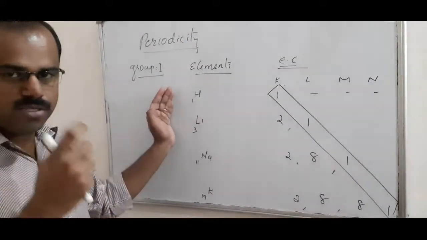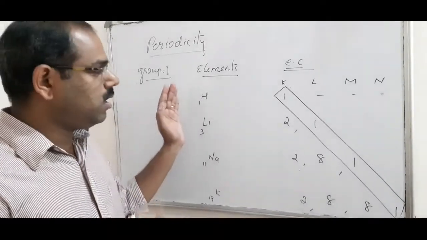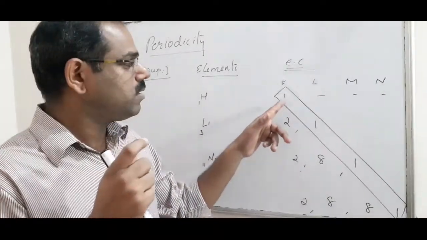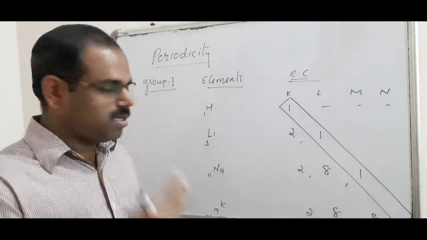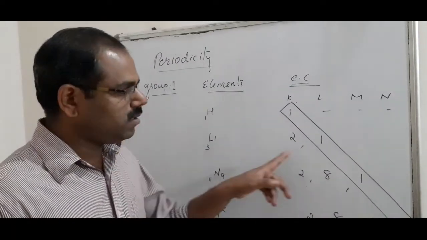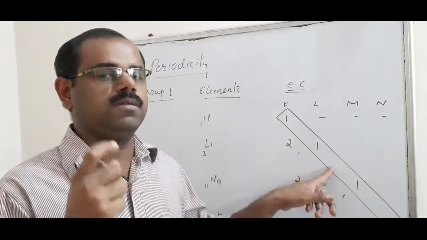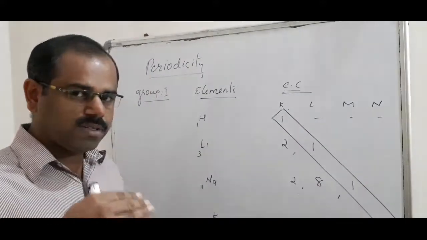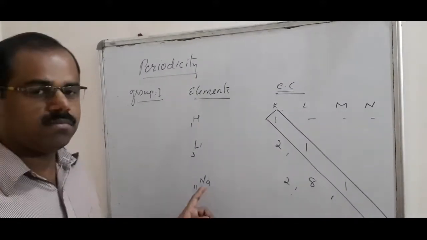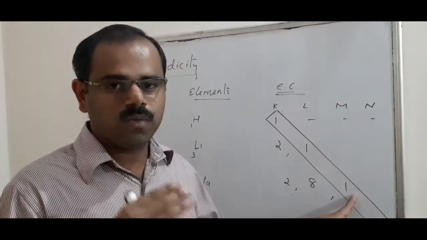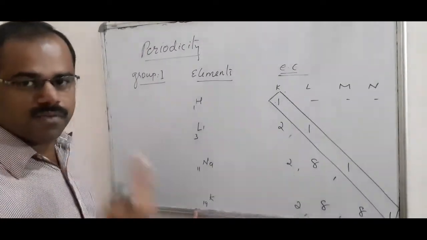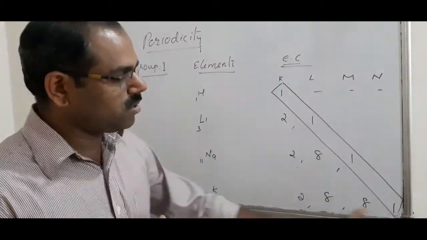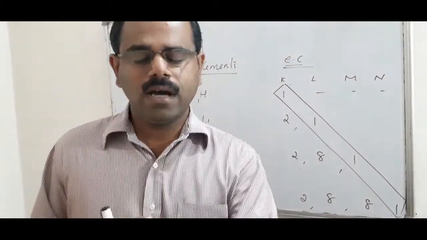See, hydrogen, the first member of the first group, has electronic configuration 1, that means 1 electron in the K shell. Thereafter, 18 elements later, lithium also has 1 electron in its valence shell. Thereafter, 18 elements later, sodium also has 1 electron in its outer shell. Again, after 18 elements, it shows 1 electron in its outer shell.